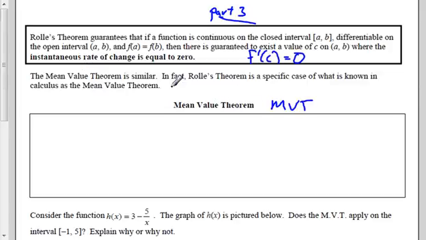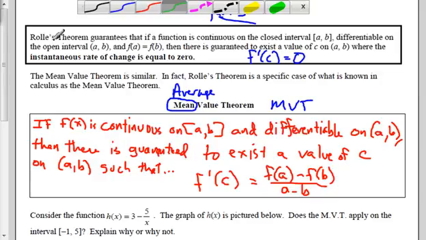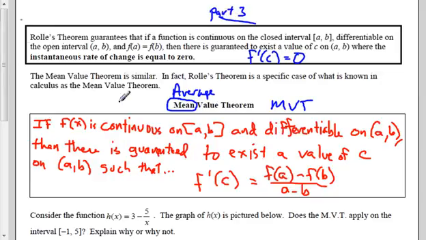Okay, and the mean value theorem is similar. In fact, Rolle's theorem is a specific case of what is known in calculus as the mean value theorem. What does mean stand for? It is average. So let's look at this theorem. Let's talk about the mean value theorem, and then we'll see if we can come up with a quick example of it and talk about what it means. So now the mean value theorem, which is the average.